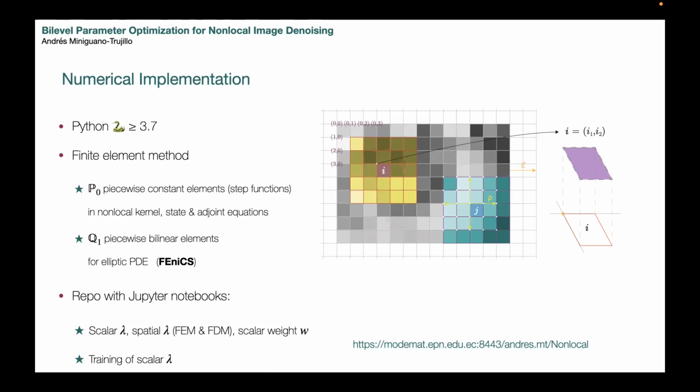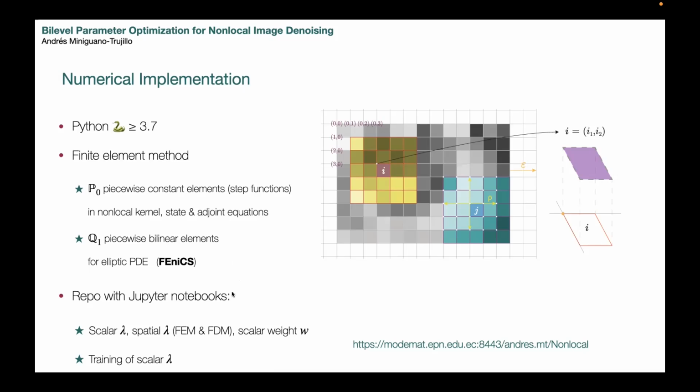But in the case of the elliptic partial differential equation, we have to somehow get some more regularity that fits the same mesh that the piecewise constant elements had. So in that case, we use piecewise bilinear elements with FEniCS. In the end, we put together a bunch of different Jupyter notebooks showcasing all the capabilities that we could figure out with our code and with the theory that we had developed.